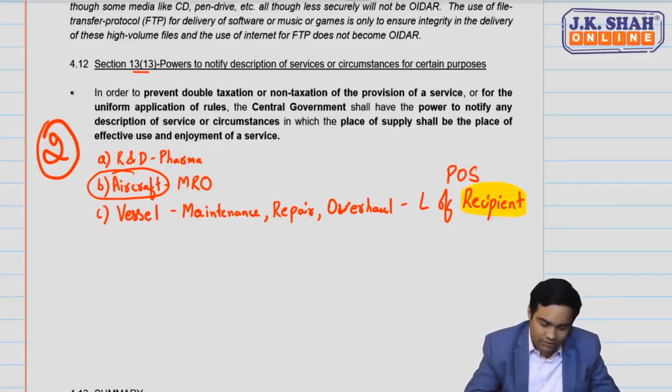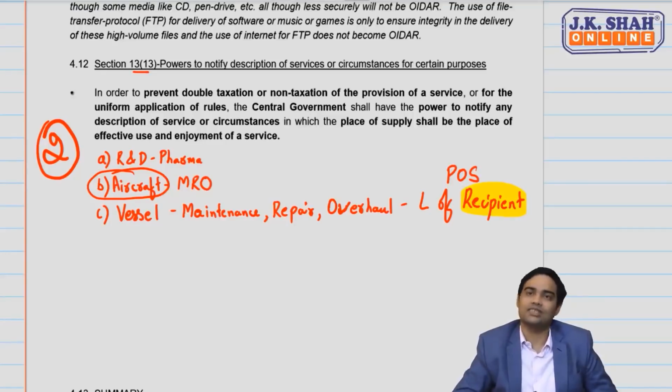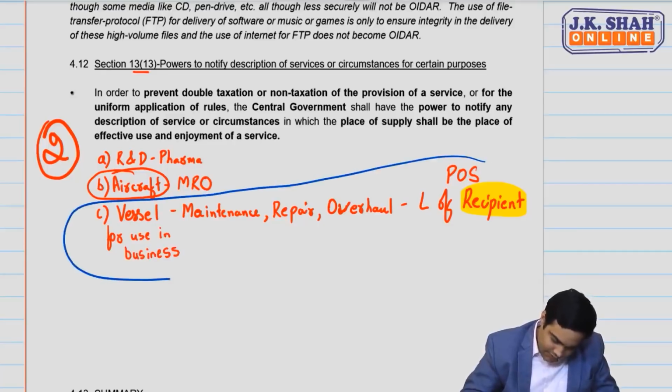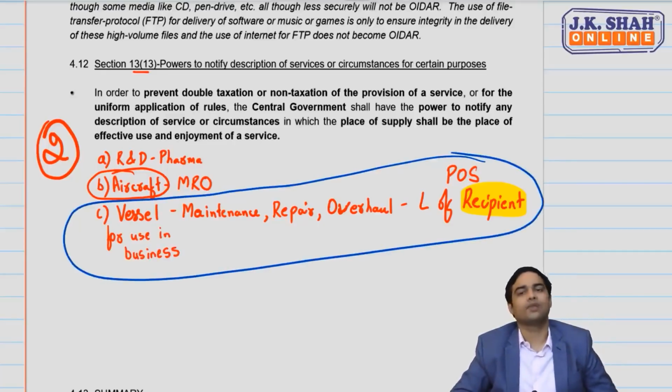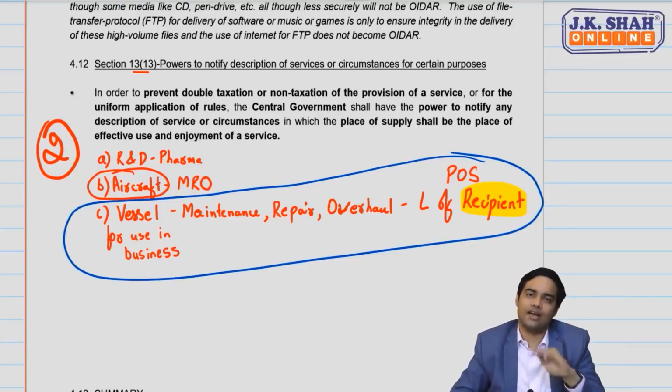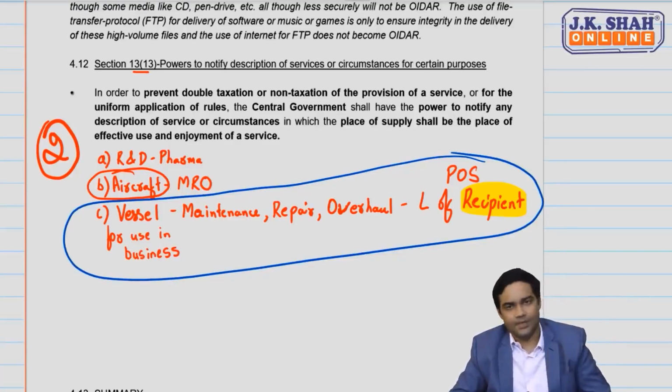One important point is it should be a vessel which is used in the business for carrying out transportation. So those are the vessels where the benefit is available for use in business. Okay, so this is the second amendment. For vessel maintenance, repair, overhaul services, place of supply will be location of recipient. Already they had added aircraft, now they have added an additional sector of vessel. Okay.